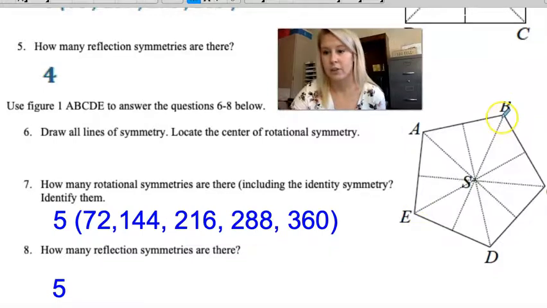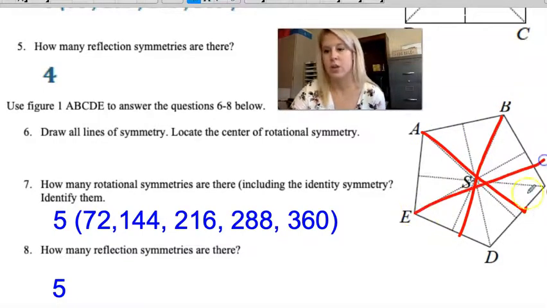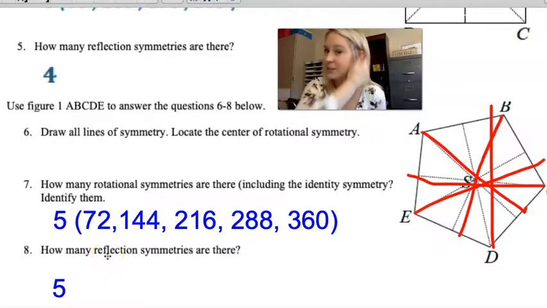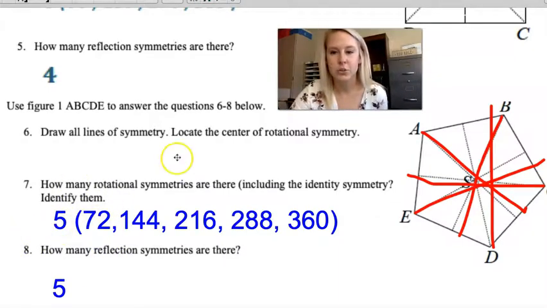So you start at the vertex of a letter: 1, 2, 3, 4, and these are terrible lines, 5. So there are 5 lines of symmetry, because it's a 5-sided figure. To find the rotational symmetry, you would do 360 divided by 5, and we get the same numbers that we started with. And again, the identity symmetry is 360.